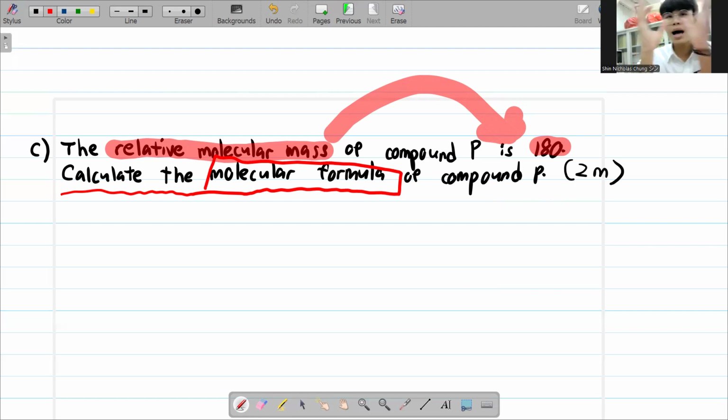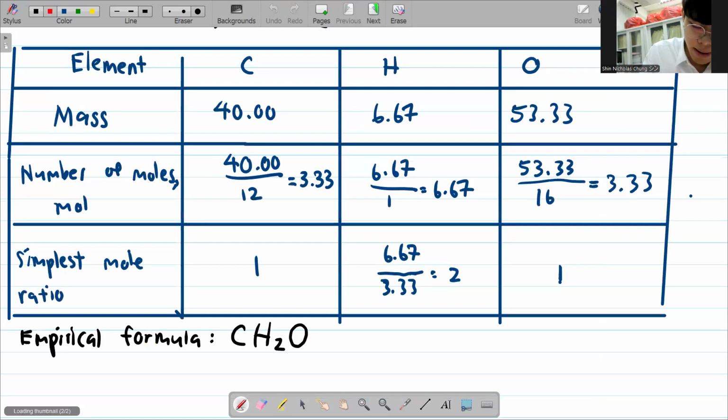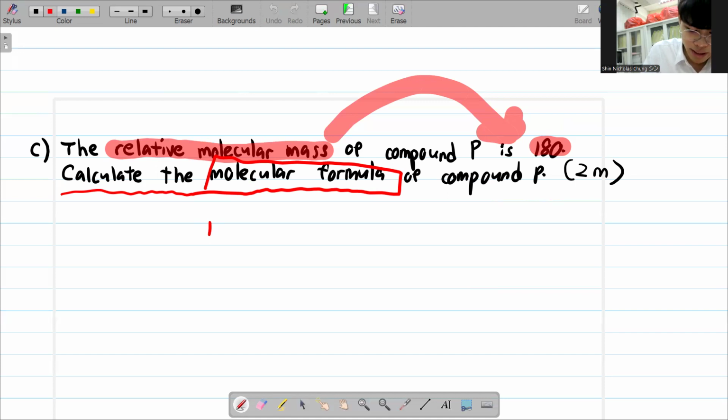Basically, what we're going to do is reverse it. How do you reverse it? There's actually a formula. This formula is not really a formula, but it is a formula. So what you're going to do is, first, you put your empirical formula inside. So what's my empirical formula just now? Refer back, it is CH2O, right? So CH2O. You put your empirical formula inside, so what you get is CH2O, right?